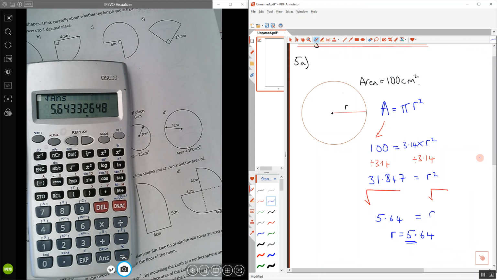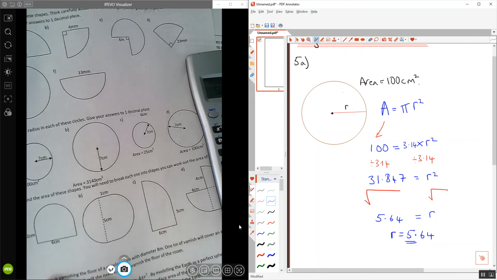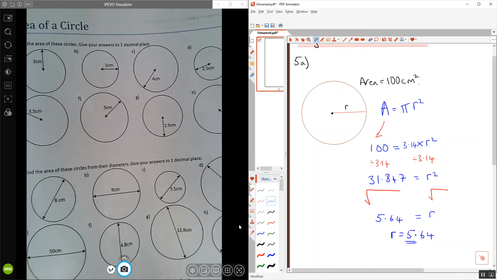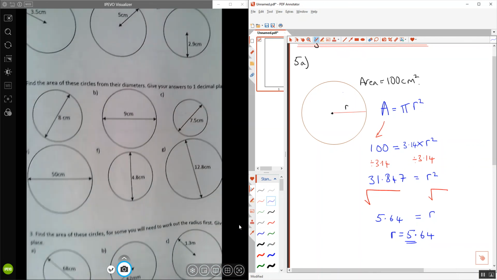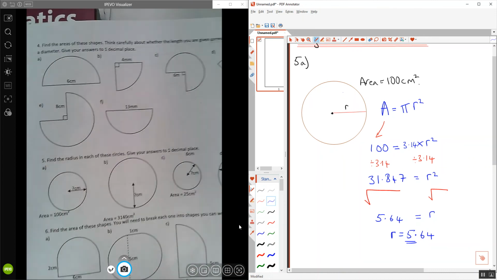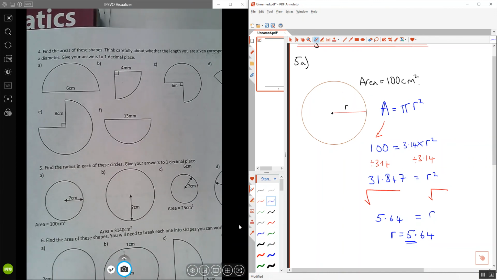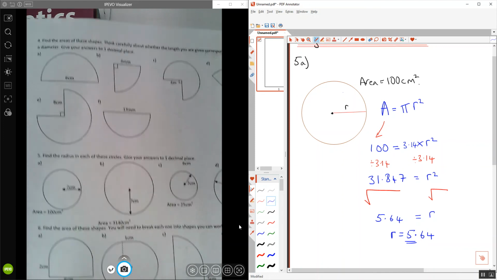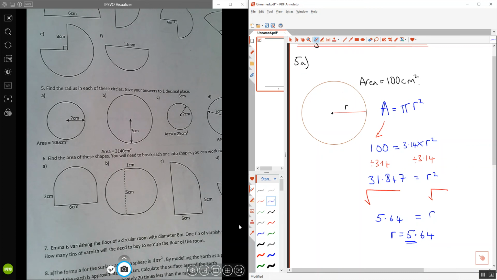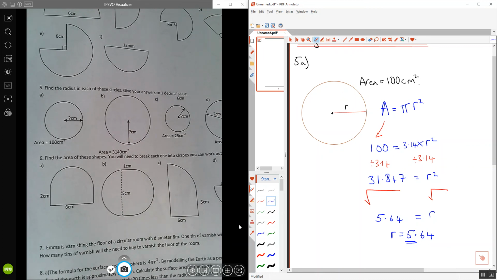Make sense? So what I want us to do today is have a look at the rest of these questions. We've already had a good go at question 1 and question 2. Question 4 was the questions that we looked at yesterday. So we've got either half the shape or a quarter of the shape or 3/4. Question 5, we're now working backwards to find out the radius, okay? So if we have a look at those, and then question 6 afterwards, okay?